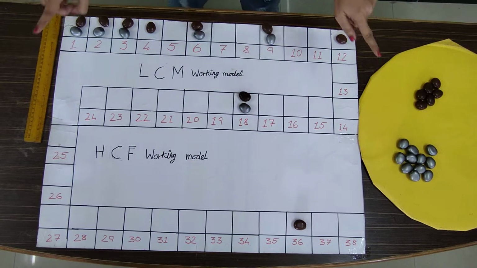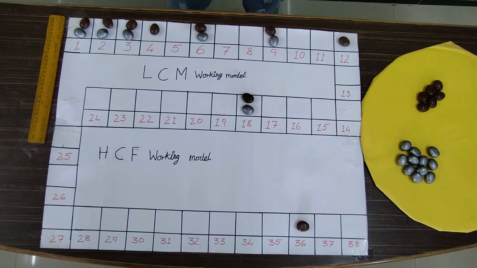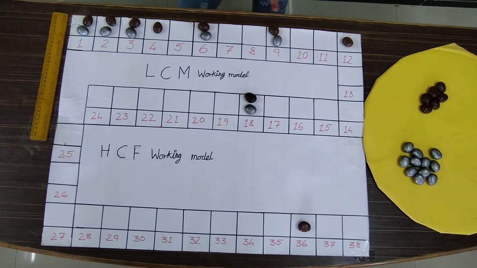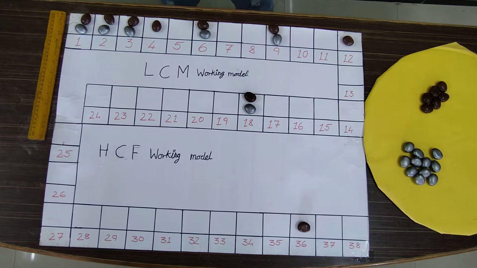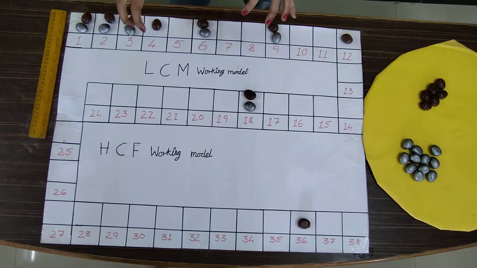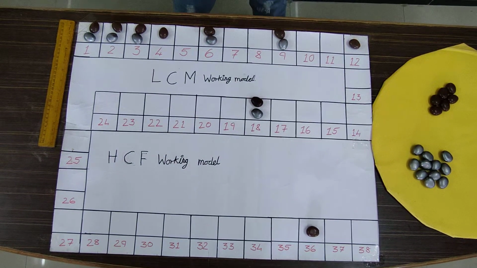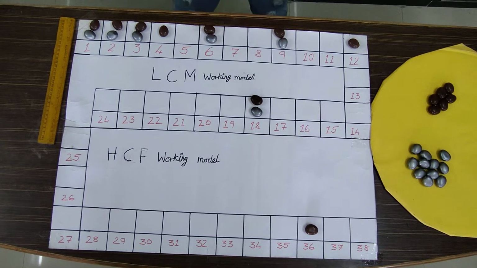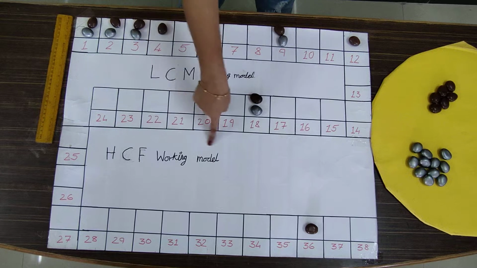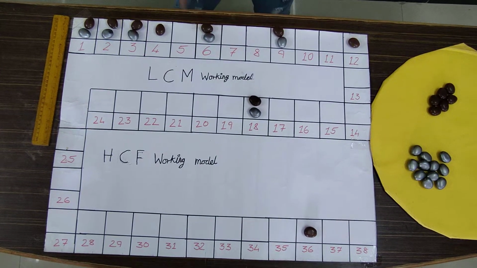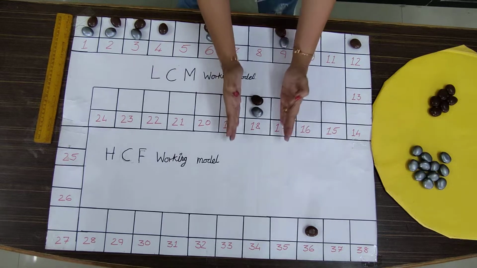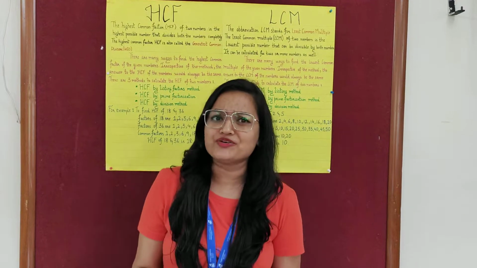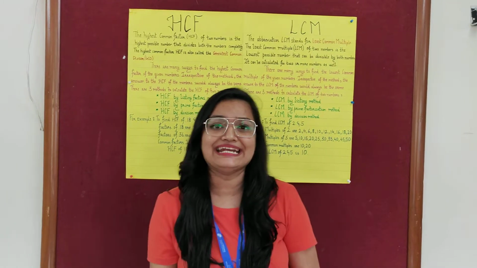Now let's see which numbers have two pebbles. 1 has two pebbles, 2 has two pebbles, and 3, 6, 9, 18 have two pebbles. So the numbers which have two pebbles are our common factors. So 1, 2, 3, 6, 9 and 18 are the common factors. But we are dealing with the highest common factor, so we will consider the highest number out of it, and the highest number is 18. With the help of the teaching aid, we found out that 18 is the HCF of 18 and 36.